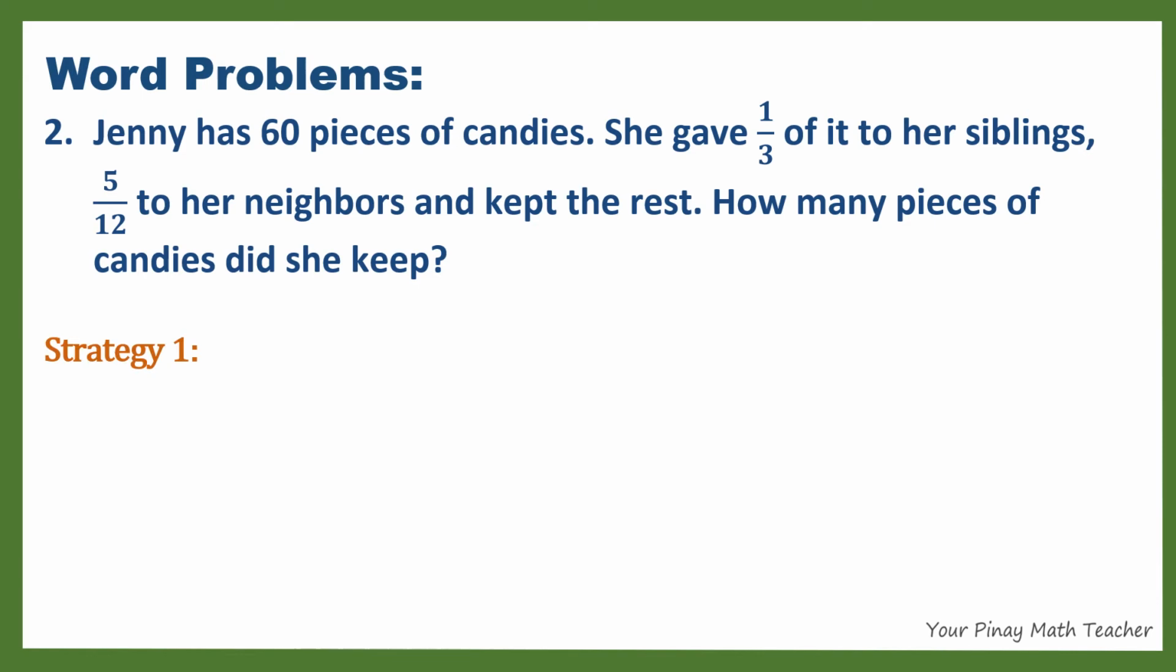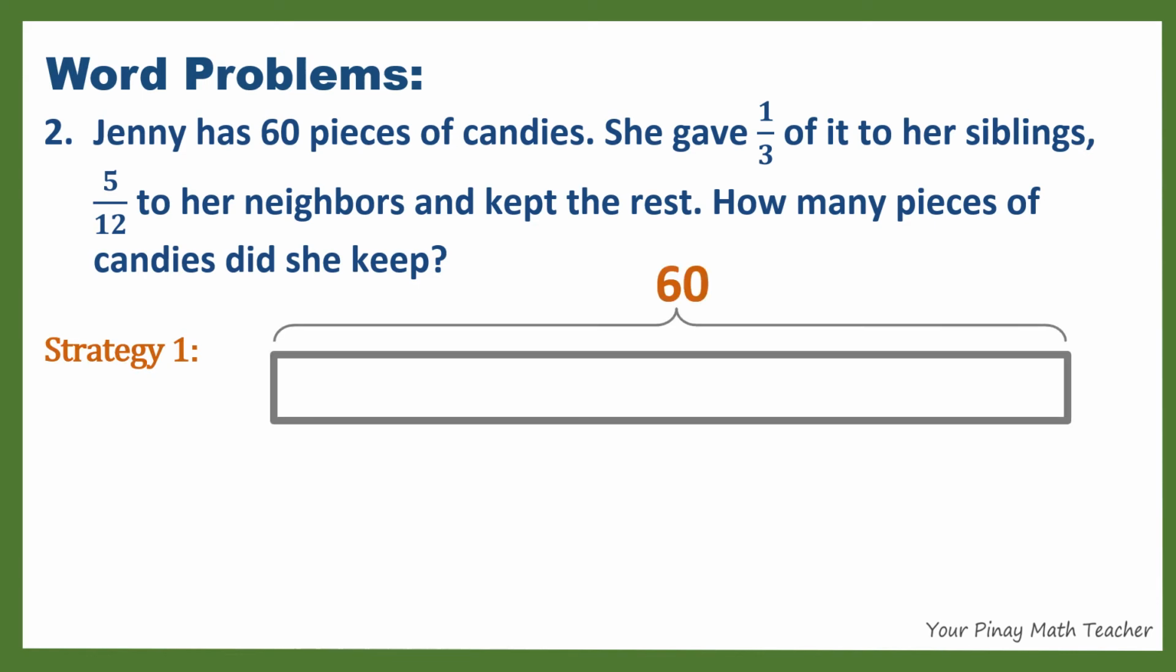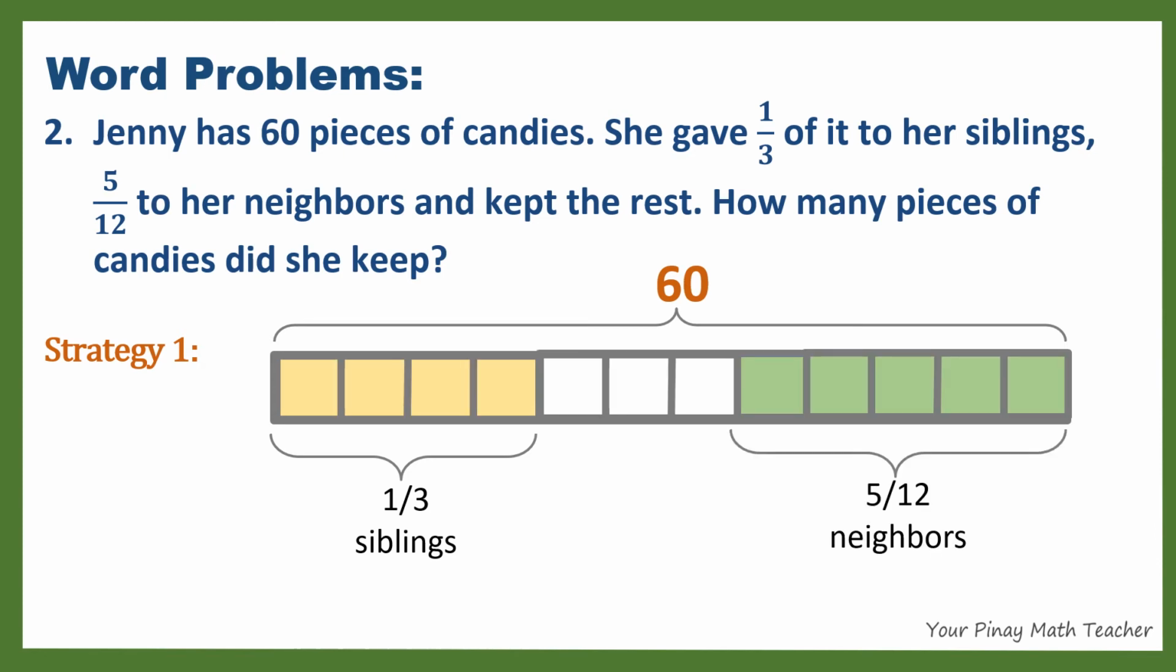Strategy 1. We will be using blocks. So the whole rectangle represents 60 pieces of candies. It's divided into 3 because of the fraction 1/3, 1 out of 3, which was given to the siblings. And then the whole rectangle is divided into 12 equal parts. 5 of them were given to the neighbors. So the remainder, which is 3 equal parts, is kept.